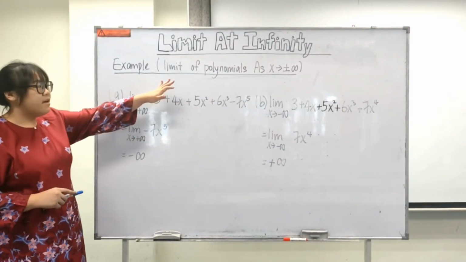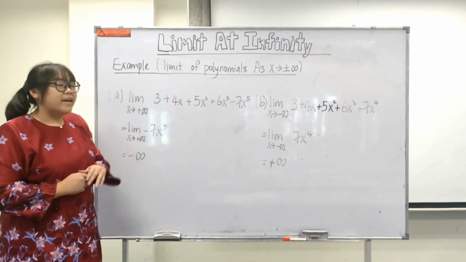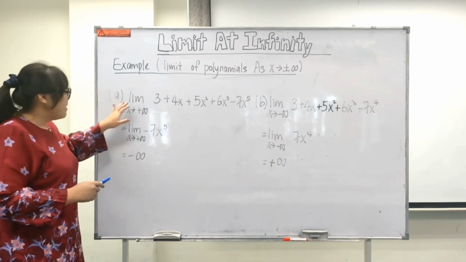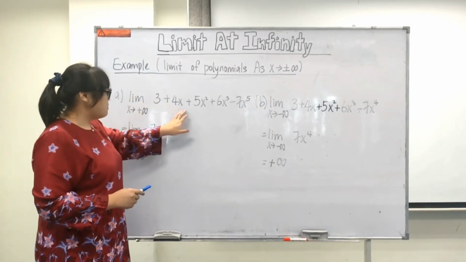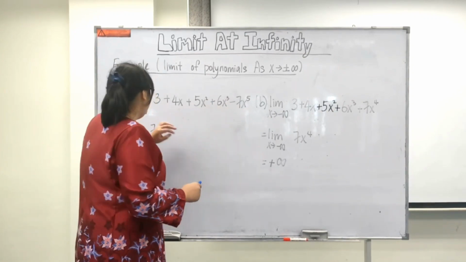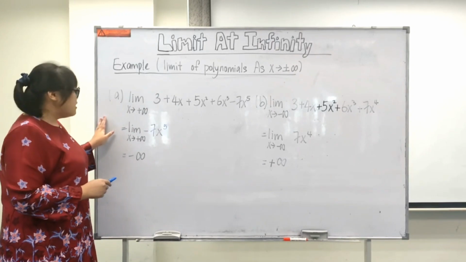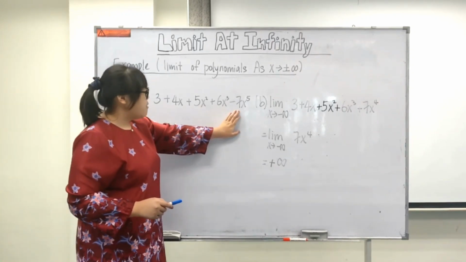This is an example of limit of polynomials when x is approaching positive infinity or negative infinity. So we look at question A. Limit of function x plus 4x plus 5x power of 2 plus 6x power of 3 minus 7x power of 5 when x is approaching positive infinity. So we only take the highest degree term, which is negative 7x power of 5.